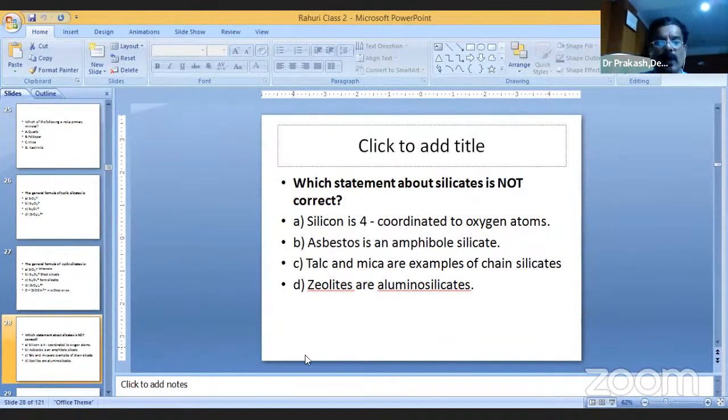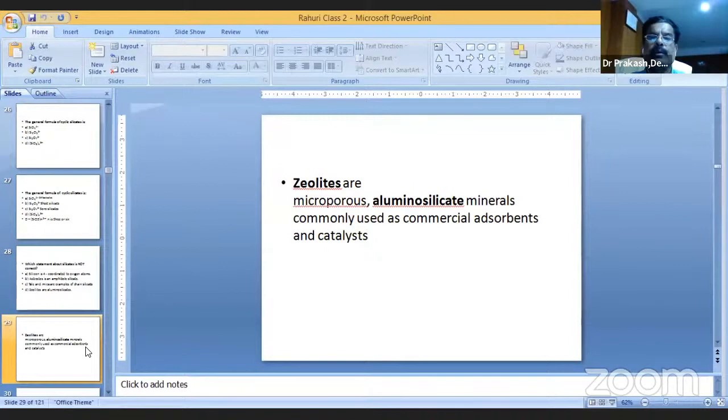Correct. So 1 minute, I'll just take a break. Some students have come with some issues. Zeolites are microporous aluminosilicate minerals commonly used as a commercial adsorbent and catalyst. So that is the zeolite uses. Please do come.